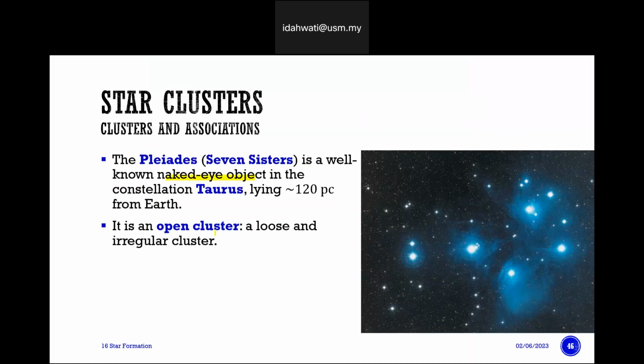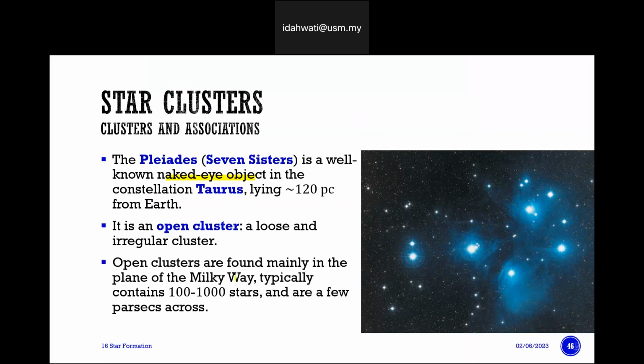It is an open cluster, a loose and irregular cluster shape. If you can see this figure, it's loose and irregular in shape. That is the example for this open cluster, still a group of stars. These open clusters are found mainly in the plane of the Milky Way, typically containing 100 to 1,000 stars, and a few parsecs across.